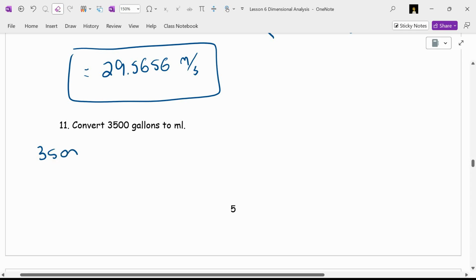3,500. Why can't I use a lowercase g as my abbreviation for gallons? That's already grams. Taken. So gallons, I think, is GAL.